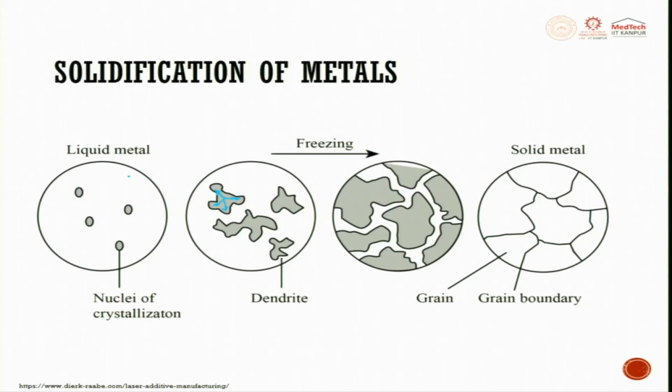If I plot temperature with respect to time in terms of solidification, from here to here is the freezing zone. In the freezing zone you will have two phenomena: dendrite formation, and the dendrites which are formed trying to grow. Once solidification starts, you get into this portion where solid metal slowly forms, and finally you get a final microstructure output.